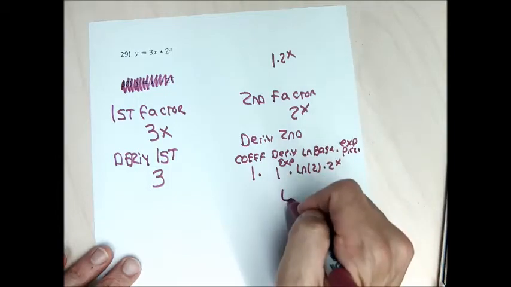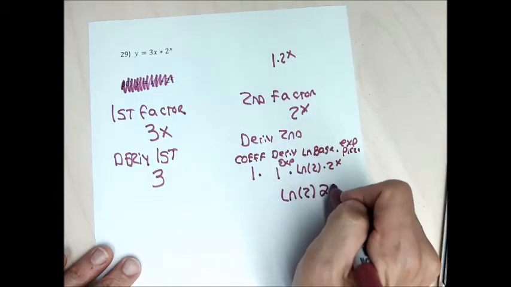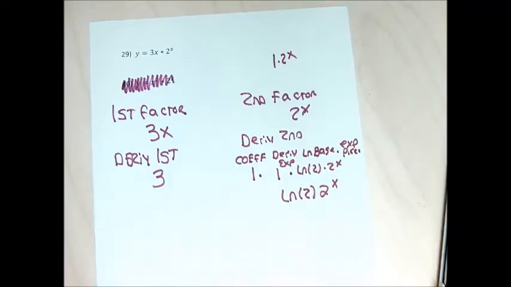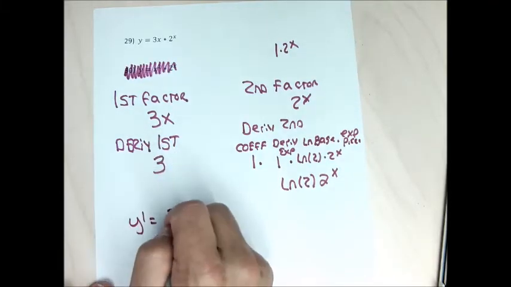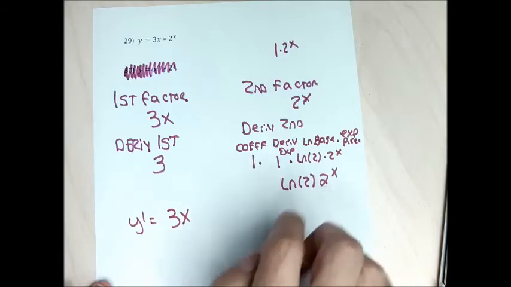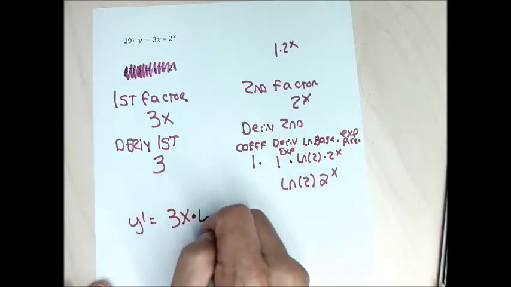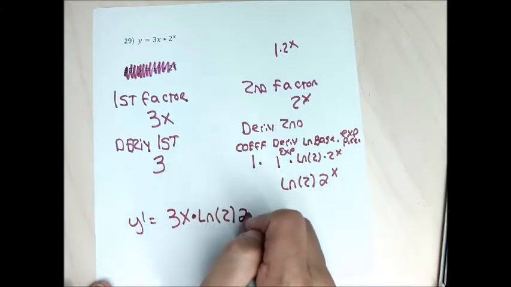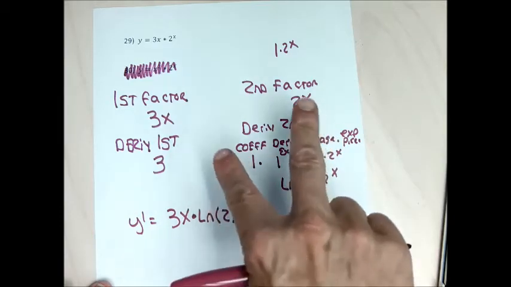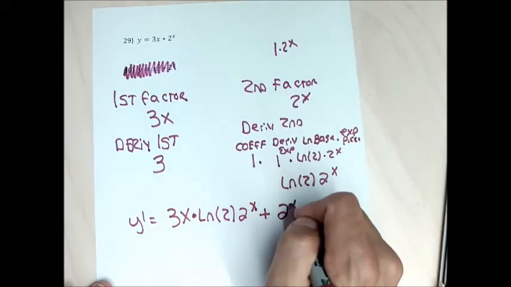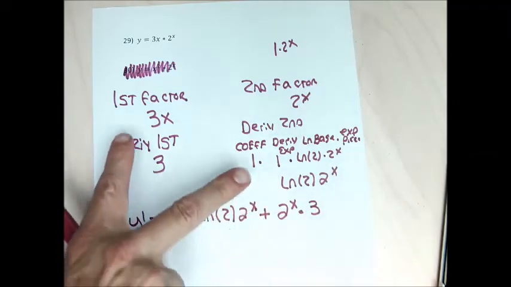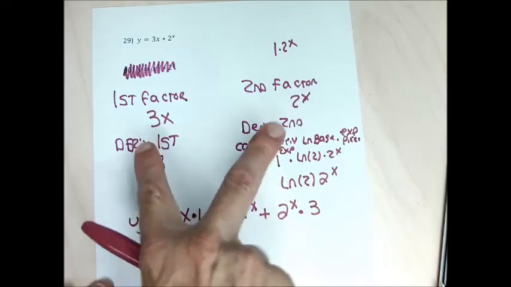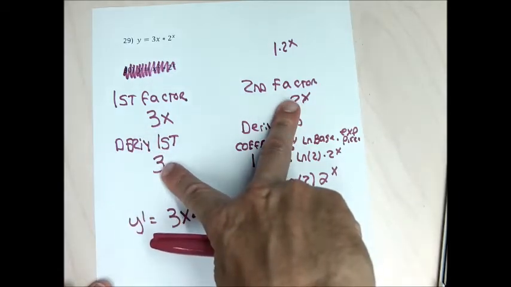So this derivative is going to be the natural log of 2 times 2 to the x, because I don't need the 1s. So when I go to write down the derivative for problem 29, I'm going to write the derivative is first factor 3x times the derivative of the second, the natural log of 2 times 2 to the x, plus second factor 2 to the x times derivative of the first factor, which is 3. So first factor times derivative of the second factor plus second factor times derivative of the first.